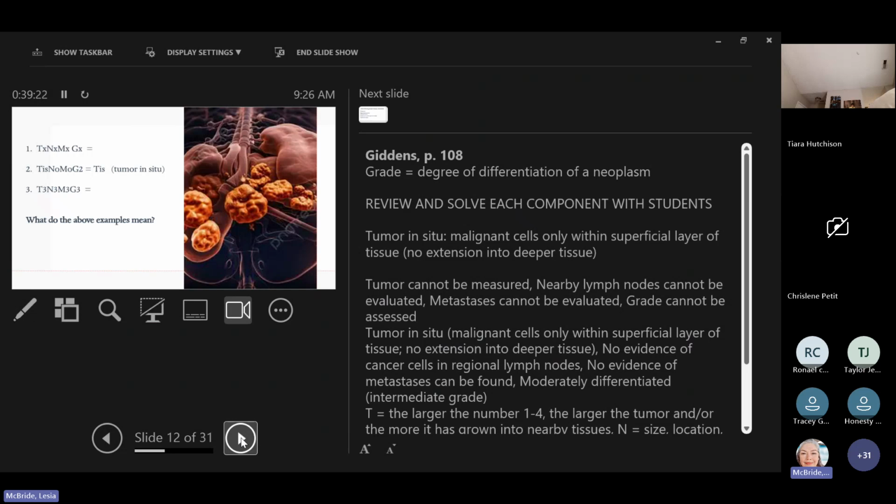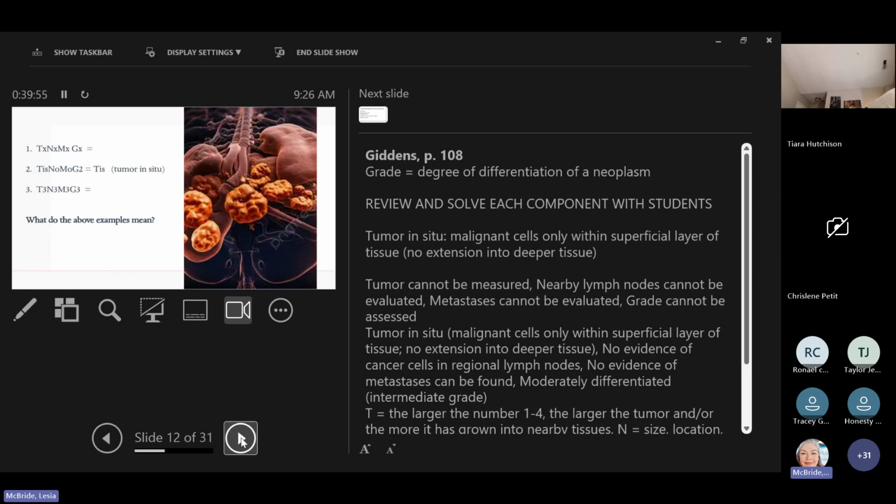So here's another cell. I'm going to go ahead and keep my notes over here so you can see them. On Giddens, page 108, it goes through the degree of differentiation of a neoplasm. We have above example 1, TX, NX, MX, GX. T is the tumor, N is whether or not it's in the lymph nodes, and M means whether or not it's metastasized. This is how grading is done. G then tells us how differentiated the cell type is.